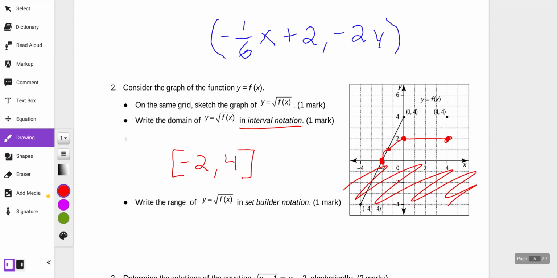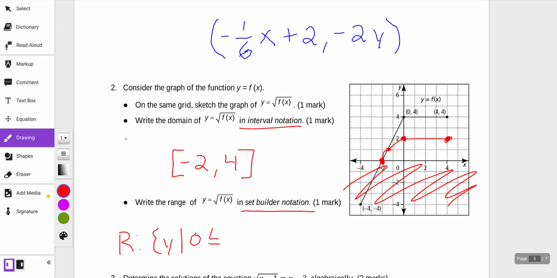My range in set builder notation. So I go range, curly bracket, y values, such that. I then state my lowest y value, and I'm always going smallest to biggest when I'm doing set builder notation. The lowest y value I have is 0. Everything else will be bigger than that or equal to that.